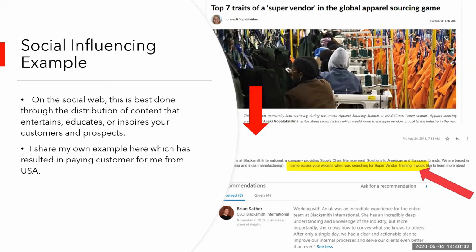So I share my own example here with you, where I created a post on Fiber to Fashion, which is an industry portal. And because I created that post, it sort of led me to an inquiry. A person read that post and came to me, and they saw my website and they landed on my website thanks to the mention on that post. And then it converted into a paid assignment for me. Actually, it took 1 year of nurturing, but it did convert. So that was an example of social influencing.